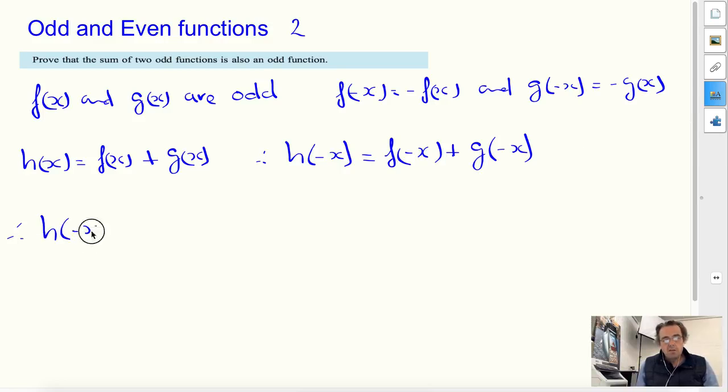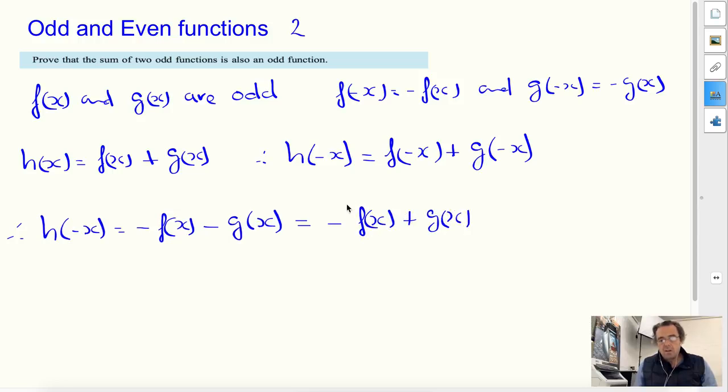So h of negative x is negative f of x, negative g of x, which is of course negative f of x plus g of x in brackets. And this bit was defined as h of x. So h of negative x turns out to be negative h of x. So h of x is indeed an odd function. So the sum of two odd functions is also an odd function.